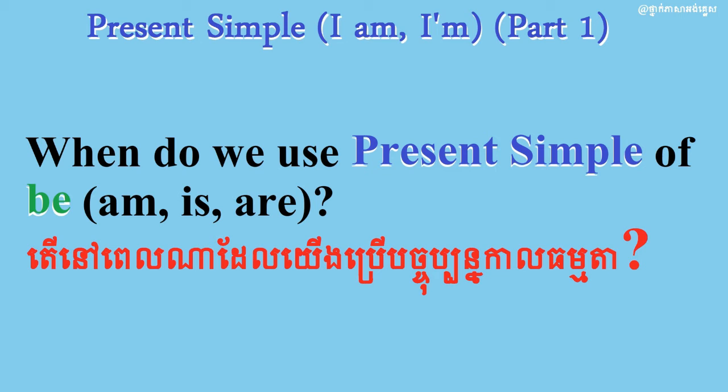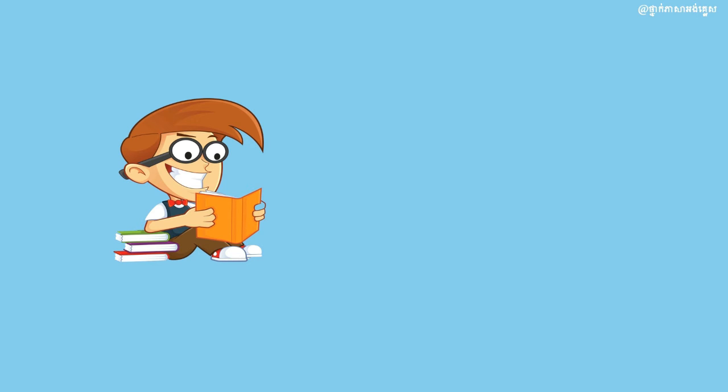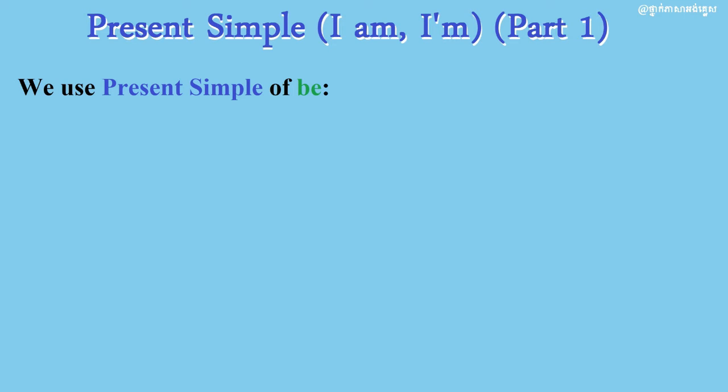Well, we use the present simple of be to talk about 5 points.